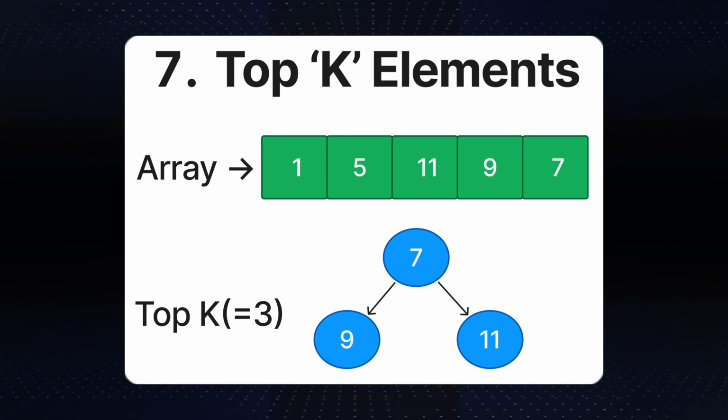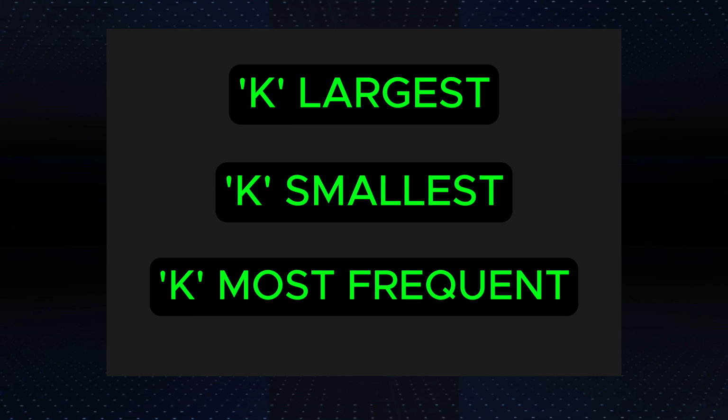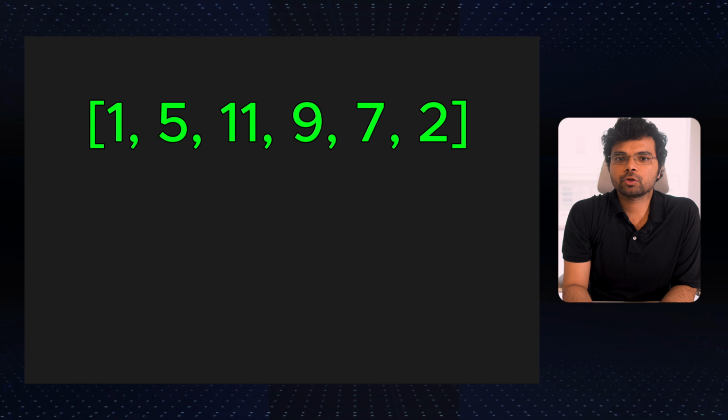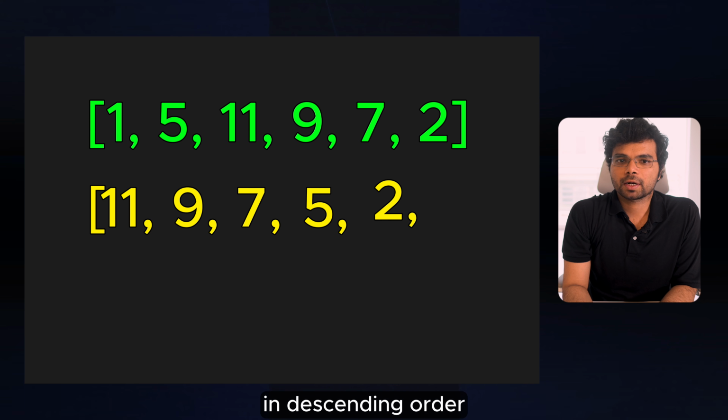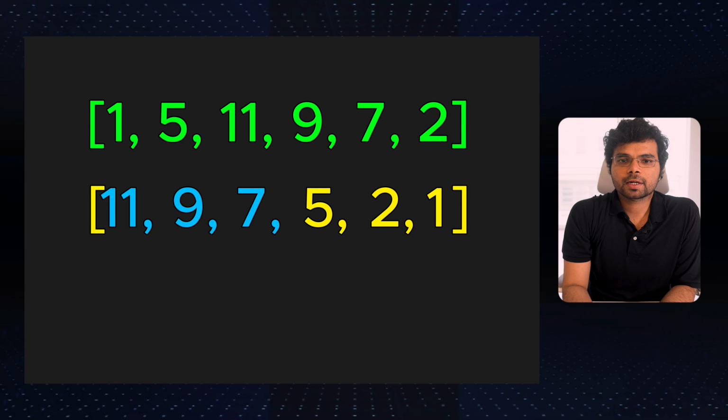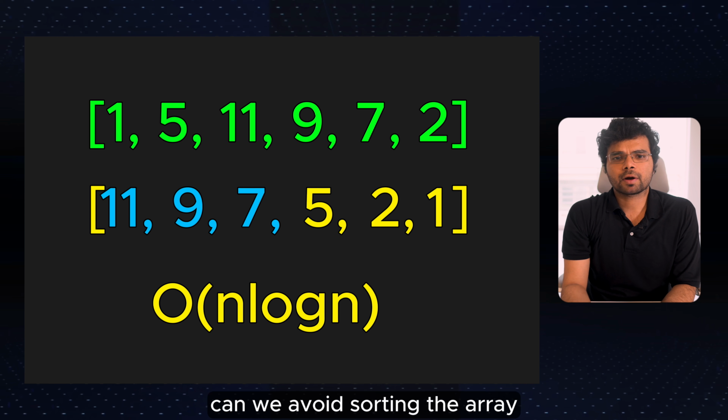Next is the top k elements pattern. This pattern helps you find the k largest, smallest or most frequent elements in a dataset. Imagine you have an array and you need to find the 3 largest elements. A simple approach is to sort this array in descending order and take the first 3 elements. But sorting takes O of n log n time. Can we avoid sorting the array?